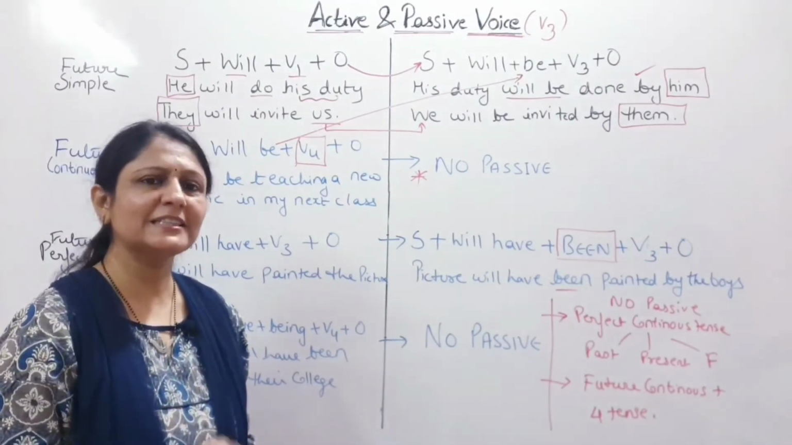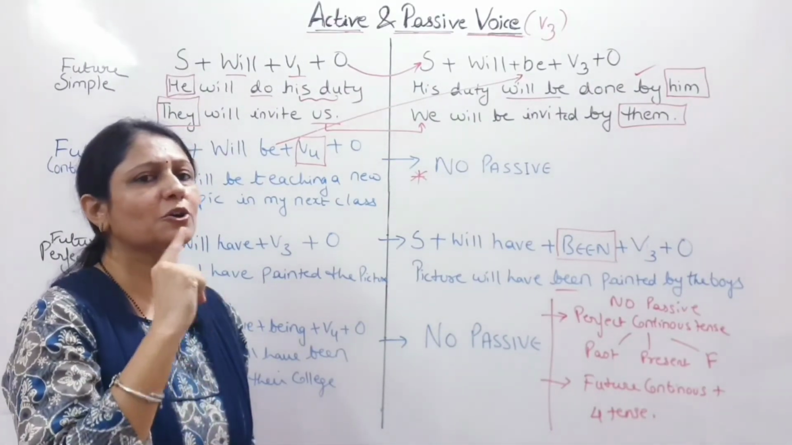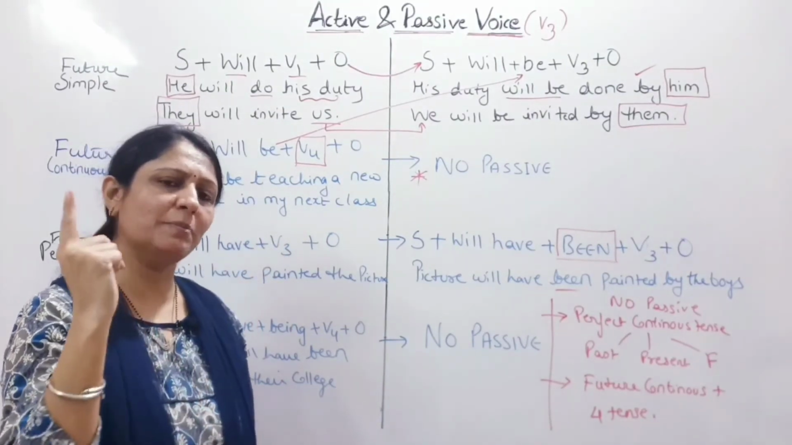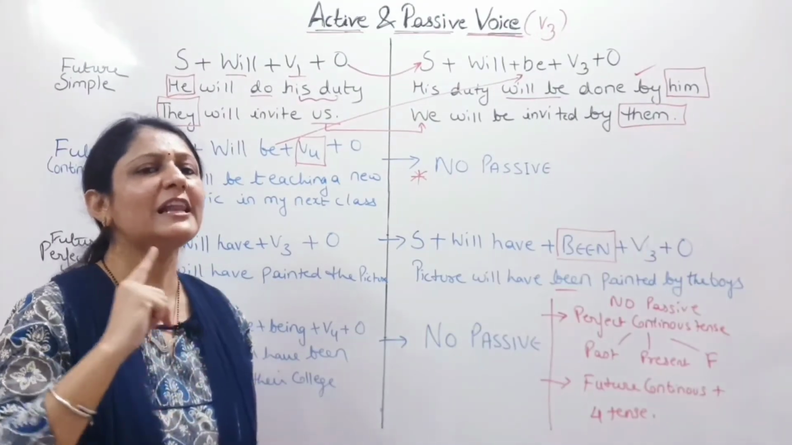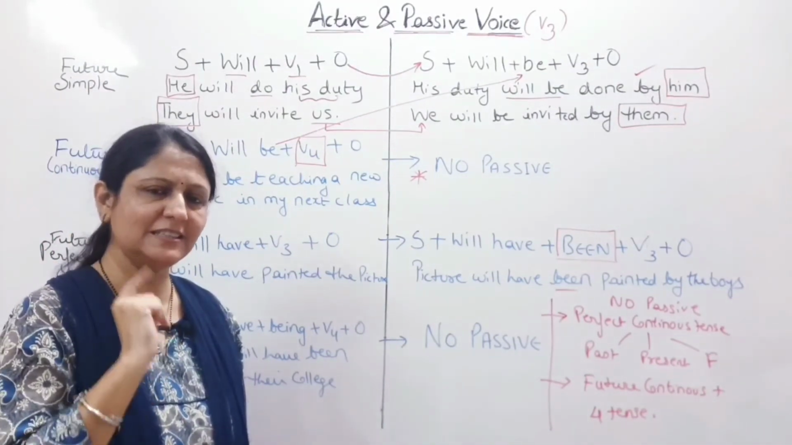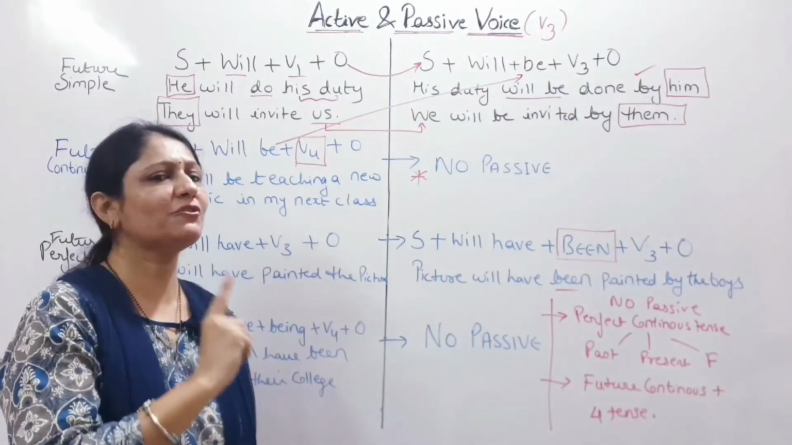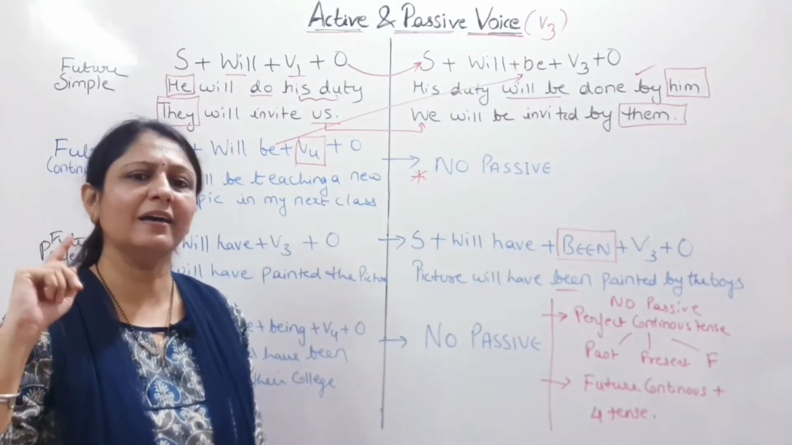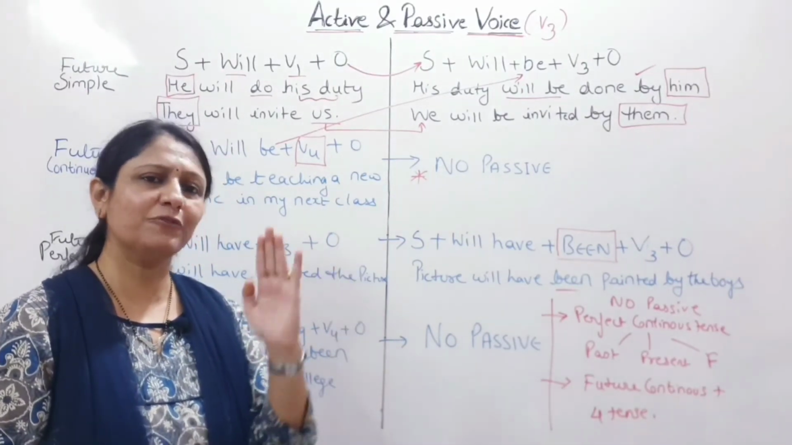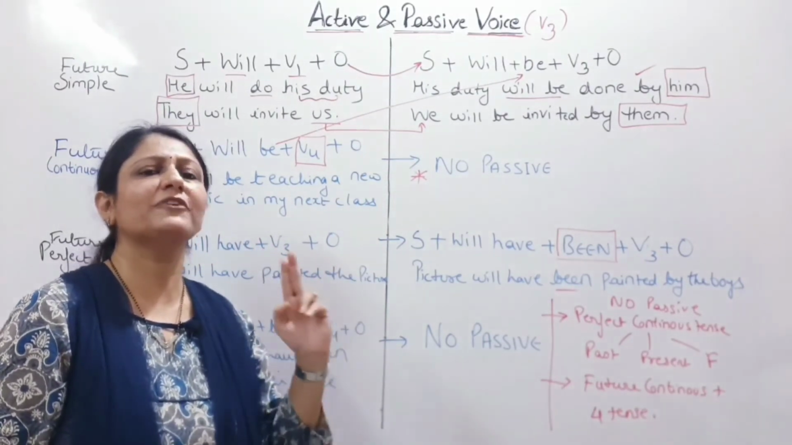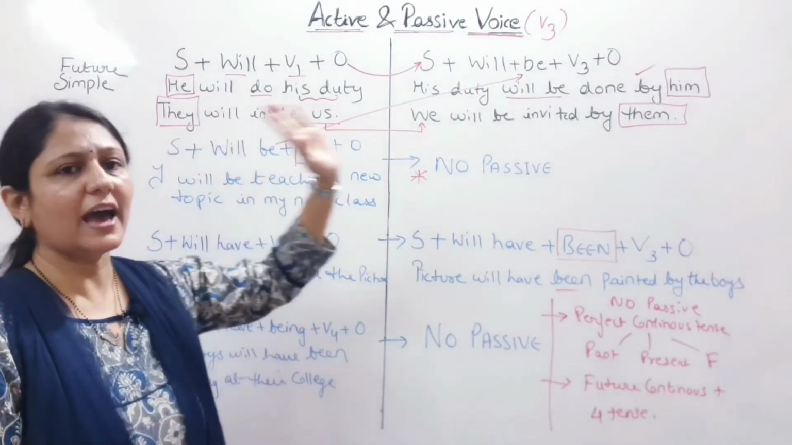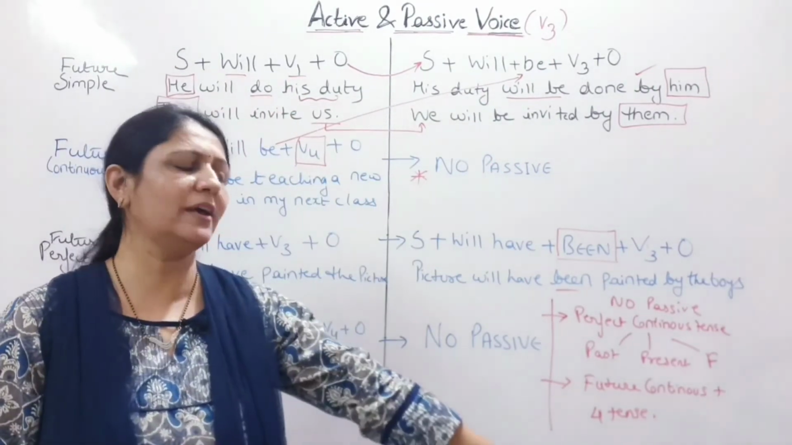For future tense, Ravi will paint a picture. A picture will be painted by Ravi. Ravi will have painted a picture. This is future perfect tense, and this will become a picture will have been painted by Ravi. Wasn't that so simple? And we have not made any example for future continuous and future perfect continuous tense. This is how we complete the active and passive voice of all the 12 tenses.